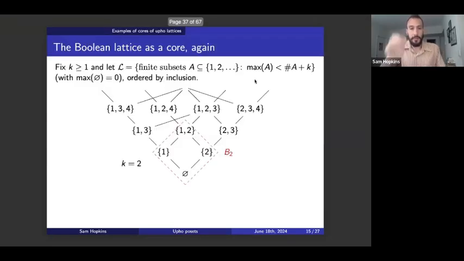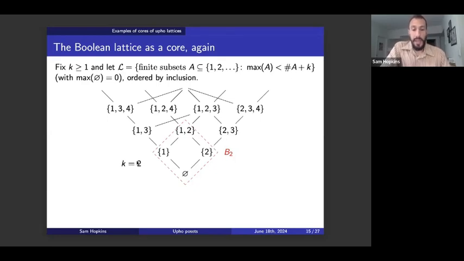I mentioned that the Upho lattice is not determined by its core, and here's an example showing that. Let me fix any positive integer k greater than or equal to 1, and consider the finite subsets of the positive numbers 1, 2, 3, and so on, which have the property that the maximum element of that subset is strictly less than k plus the size of the subset.